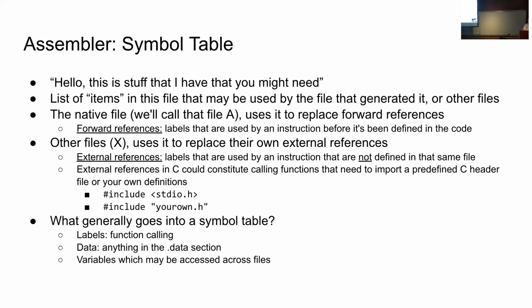And just specifically, an example in C are the include directives that import libraries and such, or external functions. And again, generally what goes into a symbol table are labels, like I mentioned, data, anything with the .data directive, or variables which may be accessed across files.